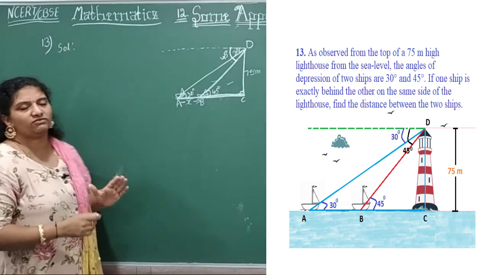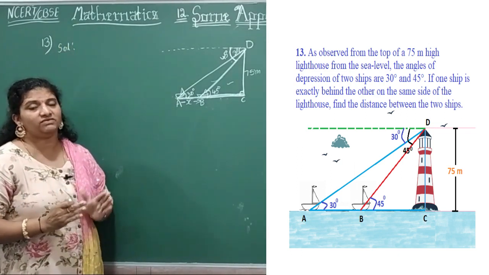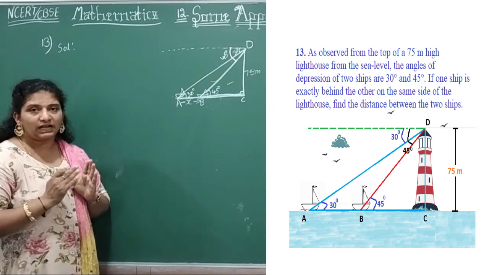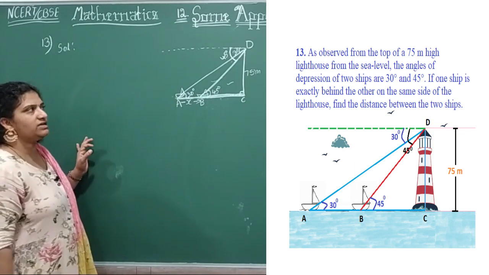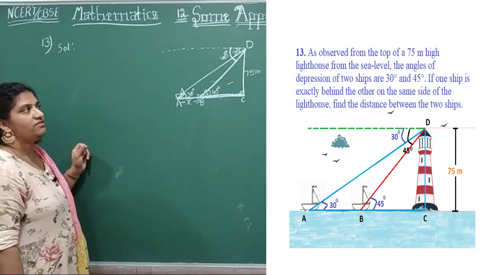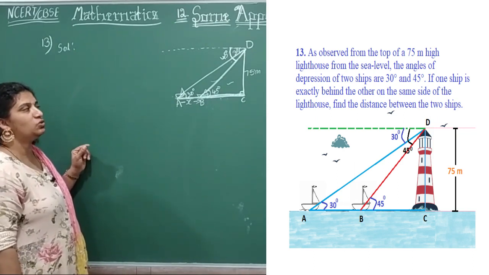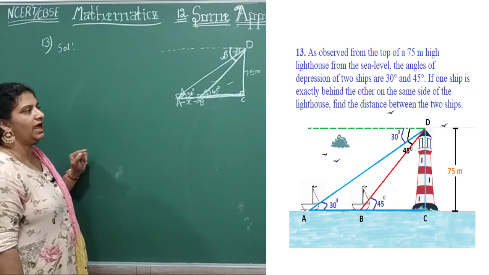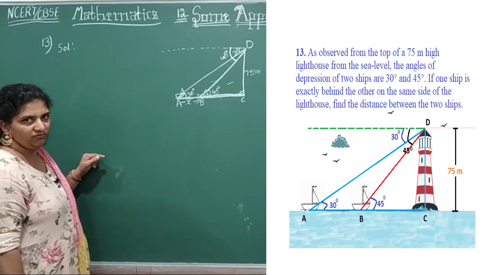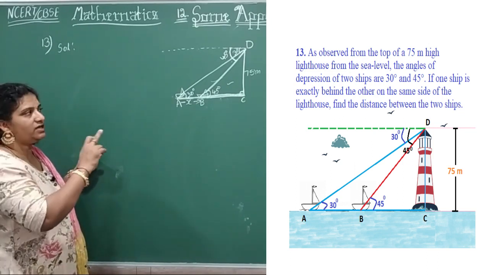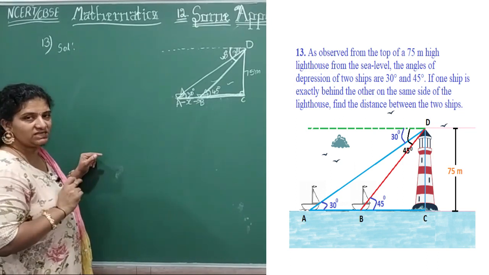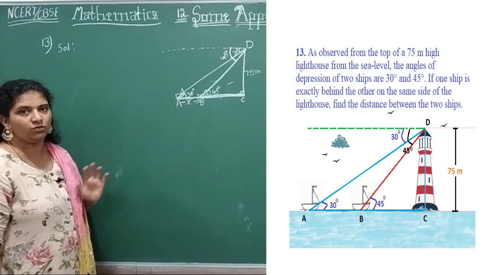See here, first you have to write, always start a verbal problem with the statements and clearly write the statements in your notes, right? So what is this? DC is the lighthouse. From point D, the angle of depression towards ship A is 30 degrees and towards ship B is 45 degrees. What you have to find is the distance between the two ships, that is AB equal to question mark.